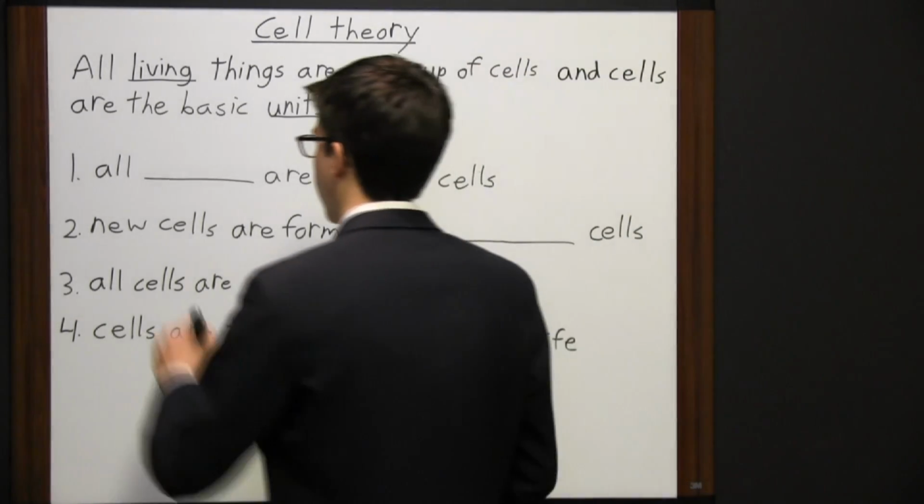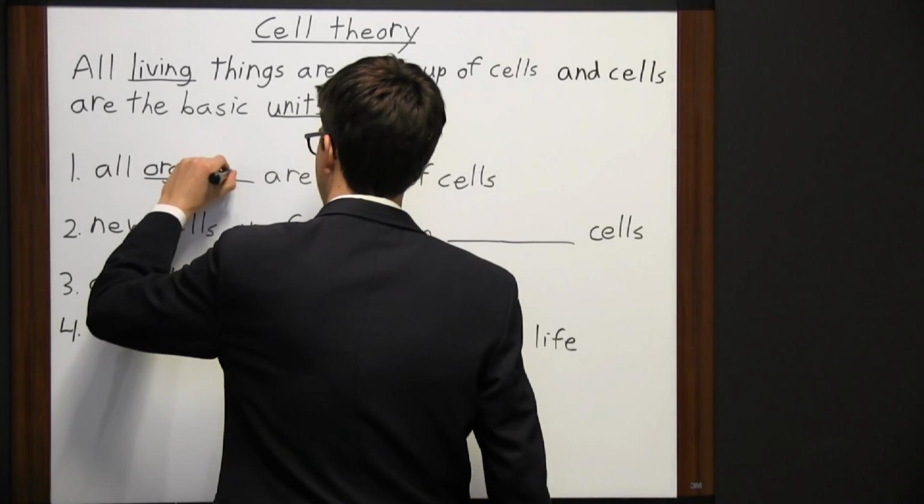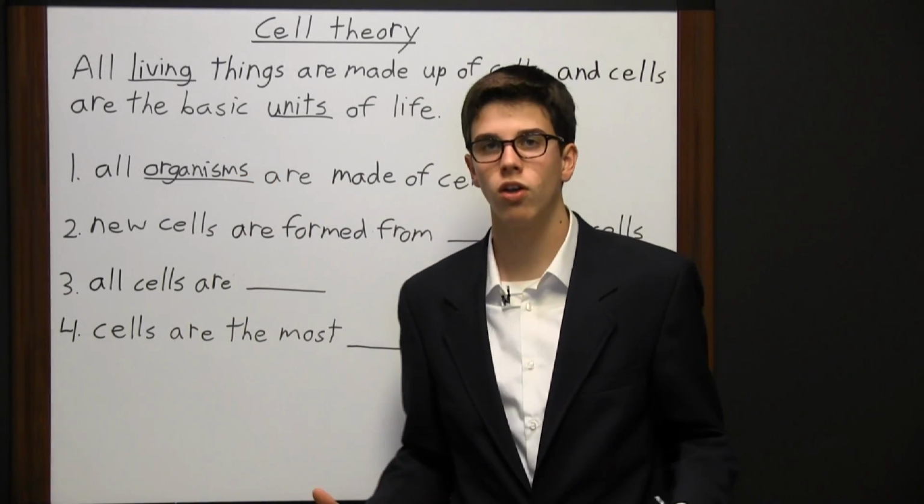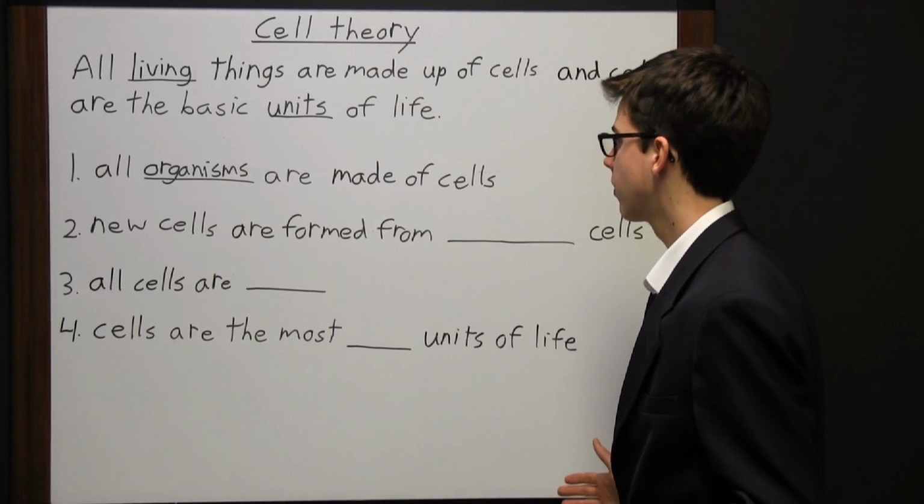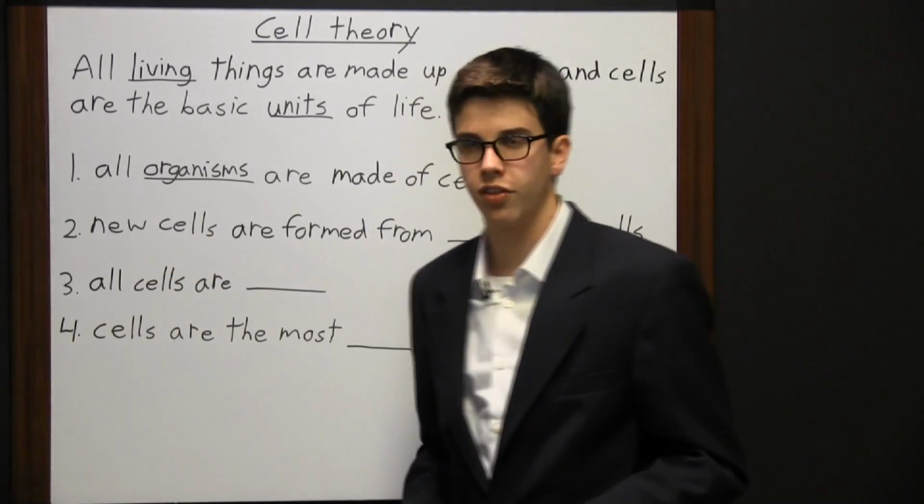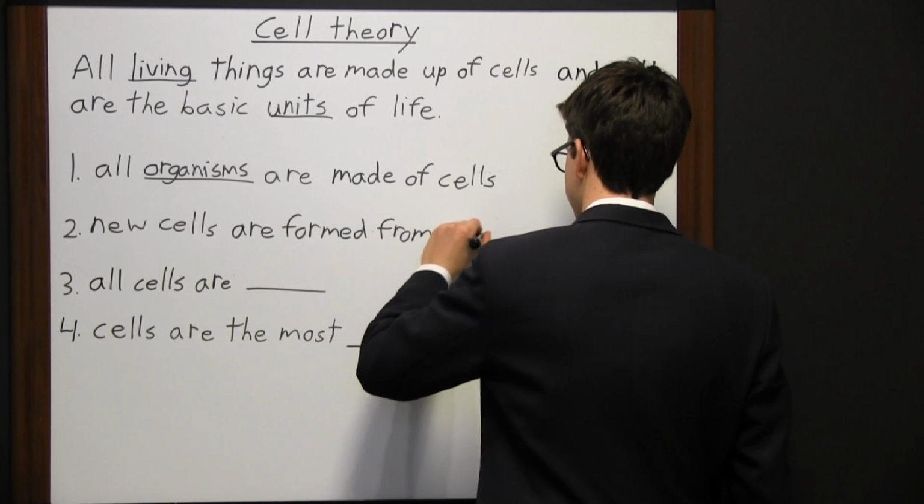The first being, all organisms are made up of cells. And so when I say organisms, that means all living things. Basically, everything that lives is made up of cells. The second part of cell theory was that new cells are formed from pre-existing cells.